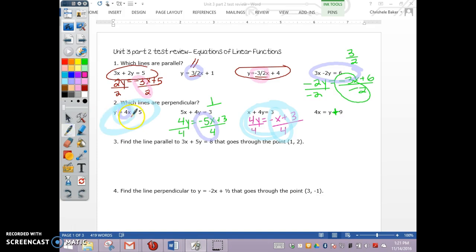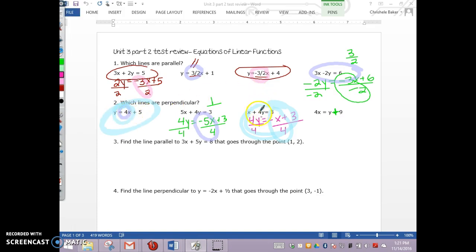Opposite reciprocal means opposite sign. So this is negative, this is positive. And reciprocal means the fraction is flipped. So 4 over 1 flipped over is 1 over 4. It's opposite reciprocal. Okay, let's see about this one. If I get y by itself, that's 4x minus 9. Nope. Not opposite reciprocal.